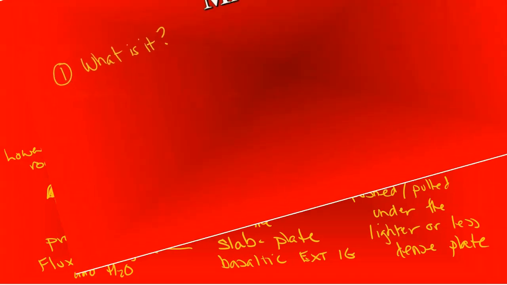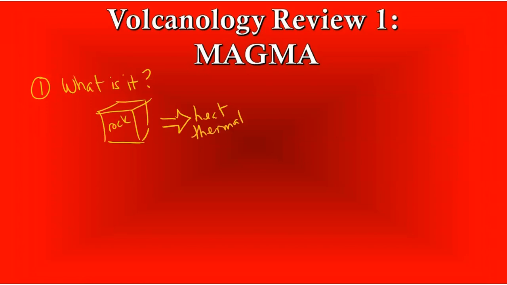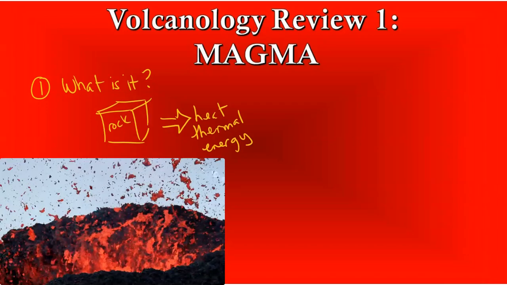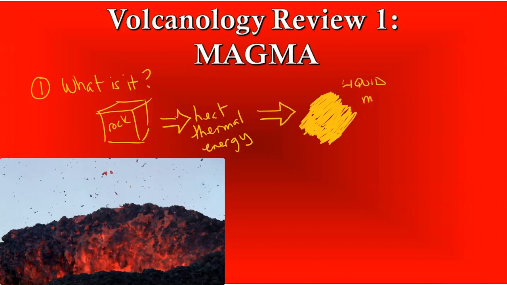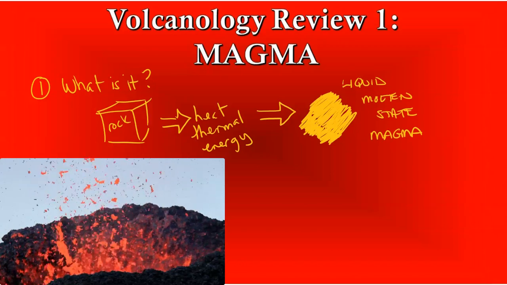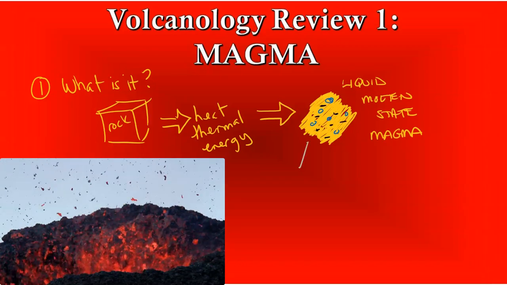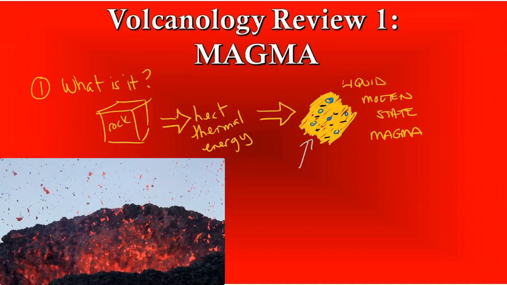We create magma through melting of rock. So you have a rock and you're going to add the heat or thermal energy in different situations, and you're going to create the liquid or molten state called magma. Now this contains, so you have the yellow being the liquid part of the magma, the main component of it, and this is called melt.